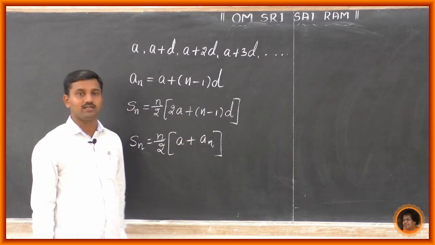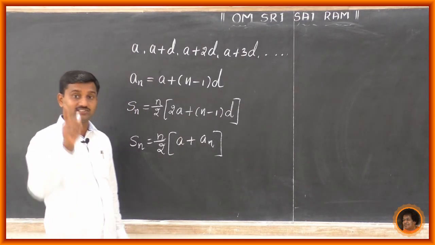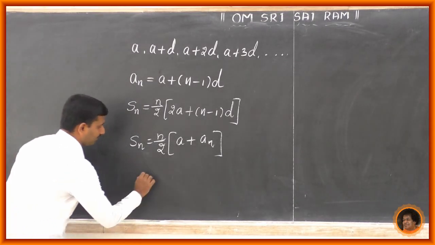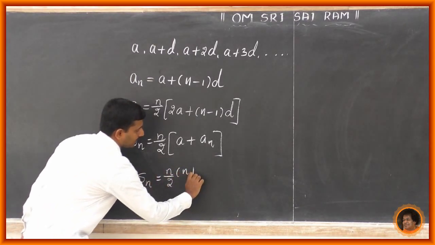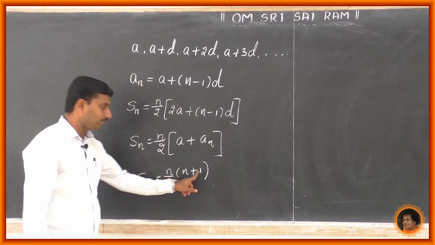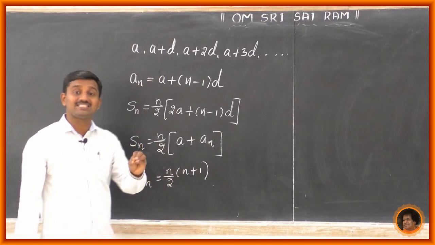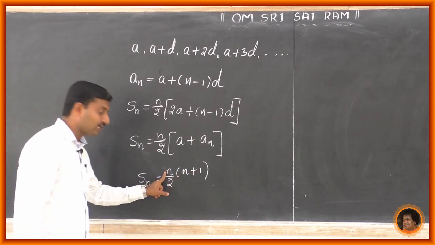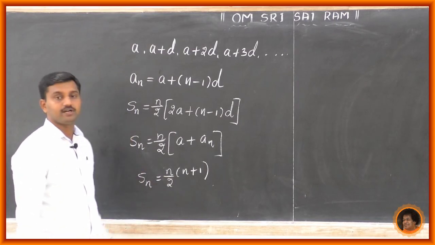And one more formula, the sum of the first n positive integers. How to find the sum? By using the formula Sn equals n by 2 into n plus 1. This is the formula to find the sum of the first n positive integers, n by 2 into n plus 1. Here n is the number of terms, and Sn means the sum of n terms.